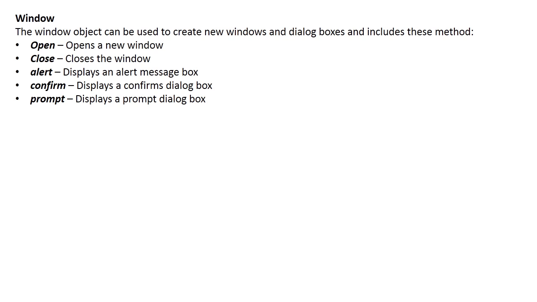The window object can be used to create new windows and dialog boxes and includes these methods. We have open, which opens a new window. Close, which closes the window. Alert, display an alert message box. Confirm, display a confirm dialog box. Prompt, display a prompt dialog box.